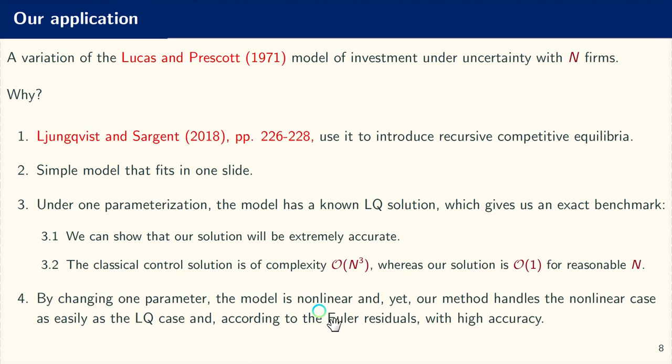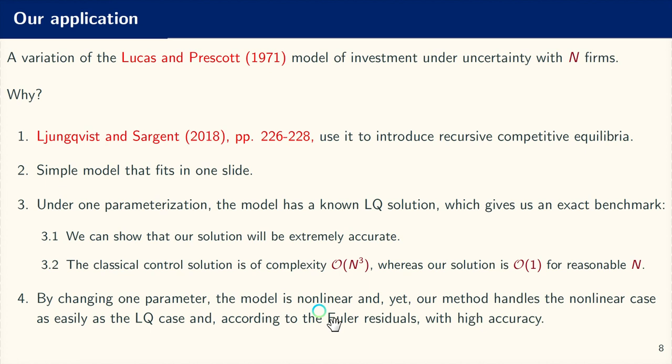And in that way, I will show you that our solution will be extremely accurate, and moreover, that the classical control solution, which in general will be of order big O of N cubed, will be costly to compute when N is very, very large, whereas our solution is going to be of order big O of 1. That's why I was asserting before that I will be able to compute, given enough memory, models with millions of state variables.